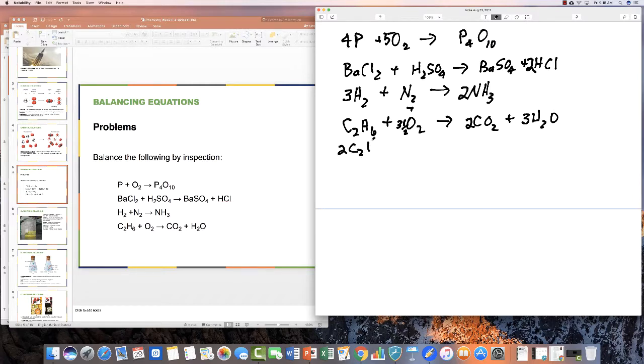2 ethane, plus 7 oxygens go to form 4 carbon dioxides plus 6 waters. You have 12 hydrogens on this side, you have 12 on this side, you have 4 carbons on this side, you have 4 here, you have 8 plus 6 is 14 oxygens here, and 7 times 2 is 14.